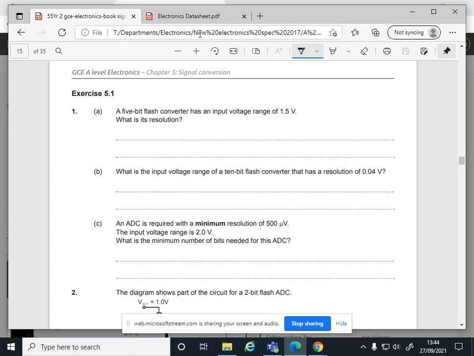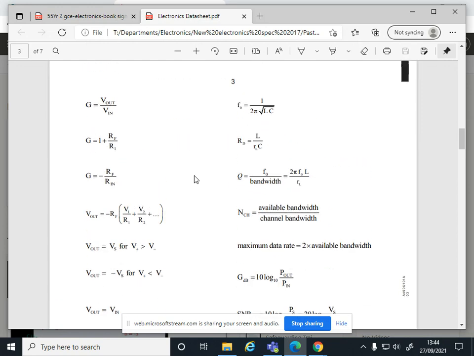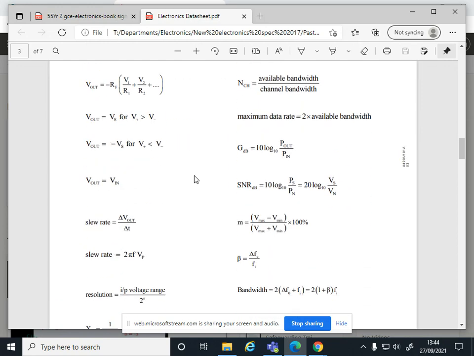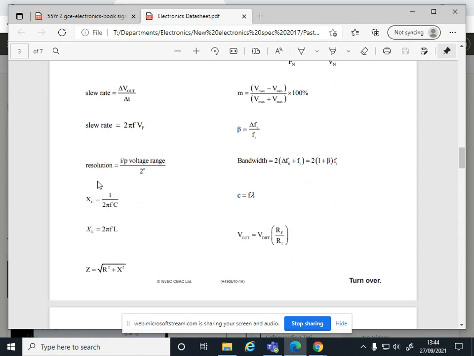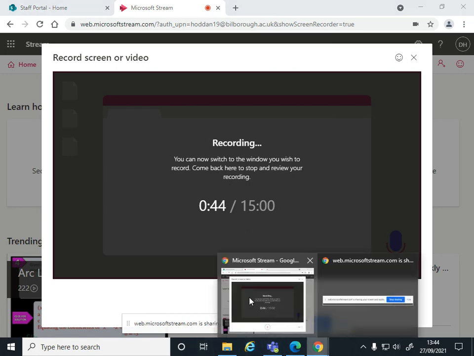There is an equation on the data sheet, which I'm going to show you now. However, I would prefer if you sort of just understood what was going on. So the resolution is the input voltage range divided by 2 to the power n, where obviously n is the number of bits. So I will write that down for you.